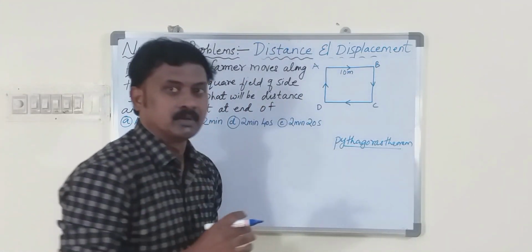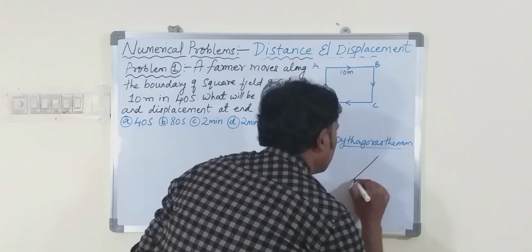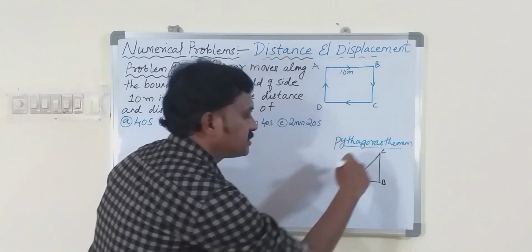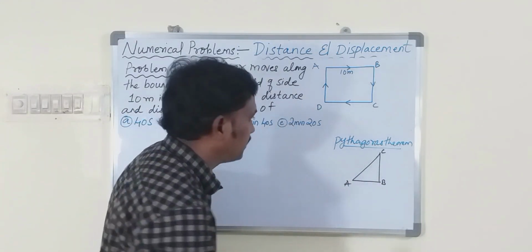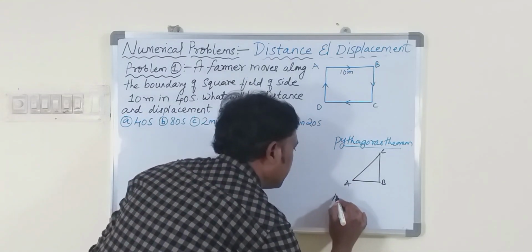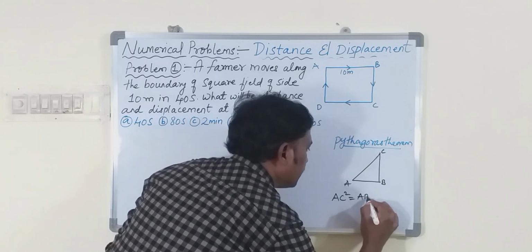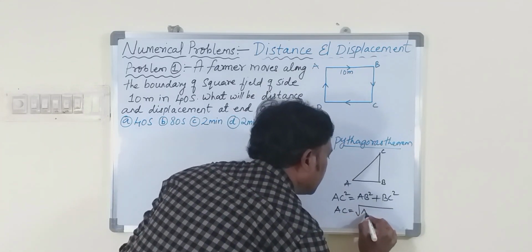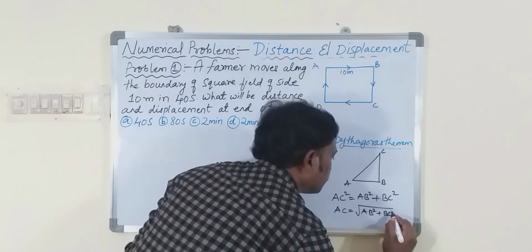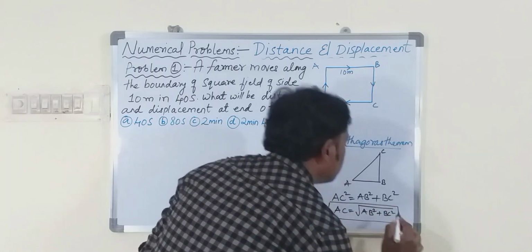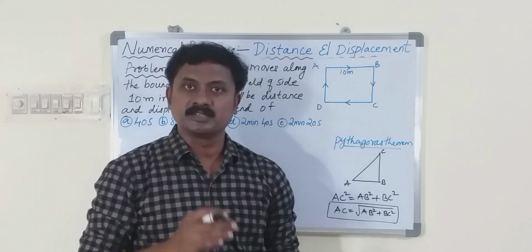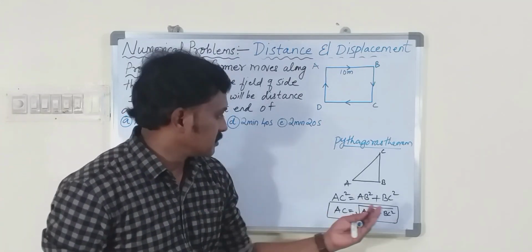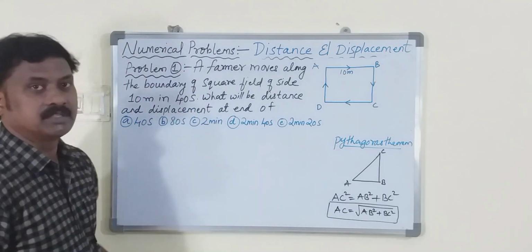What does the Pythagoras theorem say? For a right angle triangle, suppose this is A, B and C. AC is the hypotenuse, AB is the adjacent side and BC is the opposite side. So AC square is equal to AB square plus BC square. Suppose if I want AC, it is under root AB square plus BC square. This theorem will be helpful for us in doing problems related to distance and displacement. So remember, hypotenuse square is equal to adjacent square plus opposite side square. Right. Now, let us see the question.